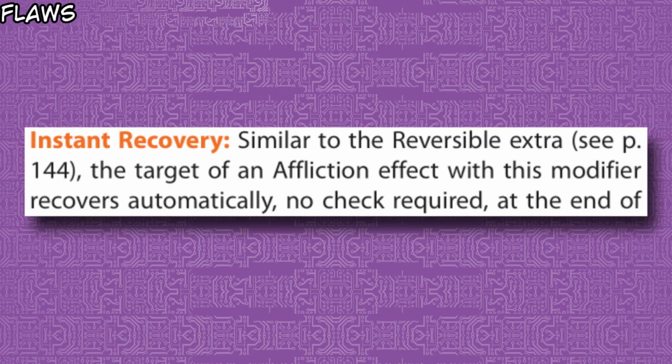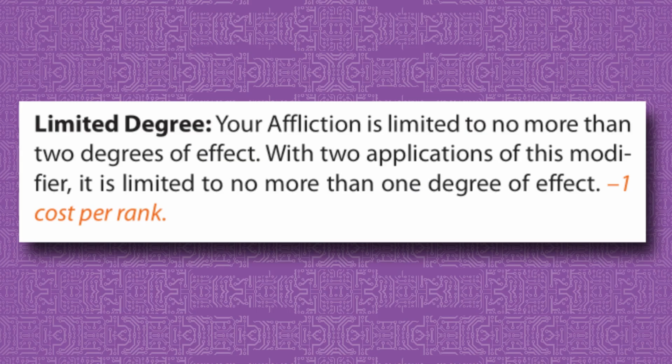Flaws. Starting off unique flaws, instant recovery costs -1 point per rank. At the end of the turn in which the effect expires, they instantly recover. No check needed. If it's an instant duration, it's the end of that turn. If it's sustained duration, it ends at the end of the turn when the power stops being sustained. Limited degree costs either -1 point per rank or -2 points per rank.